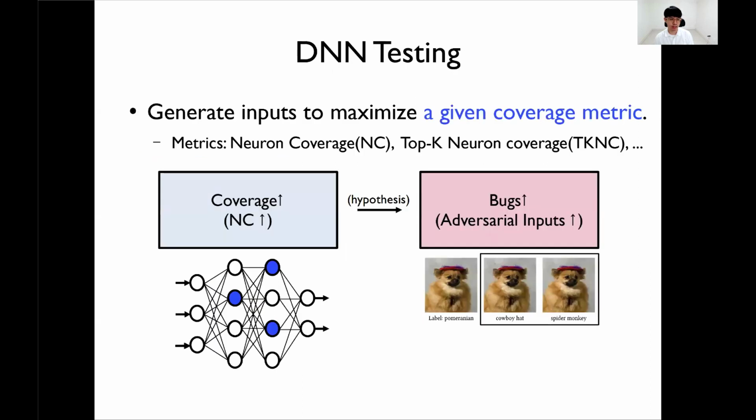As we discussed in the last lectures, the goal of DNN testing is to generate input vectors that are likely to maximize a given coverage metric, such as neuron coverage or top-K neuron coverage, where these are specialized for testing DNNs. And the hypothesis is that if we succeed in increasing a given coverage metric, we'll be able to find many adversarial inputs that trigger the incorrect behavior of DNNs. So actually, the inputs on the right were found by the DNN testing tool ADAPT.